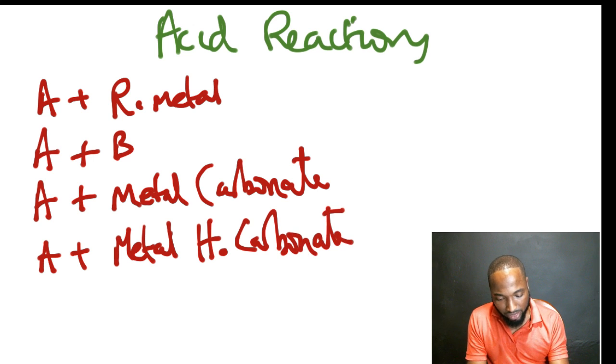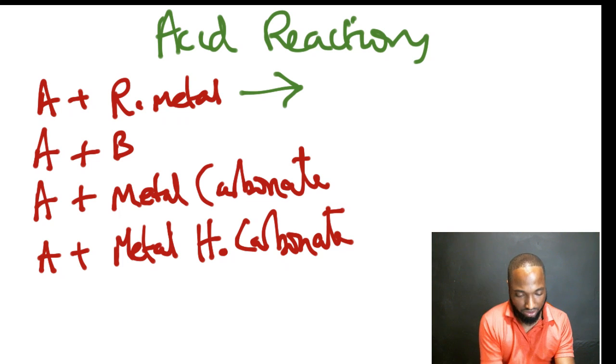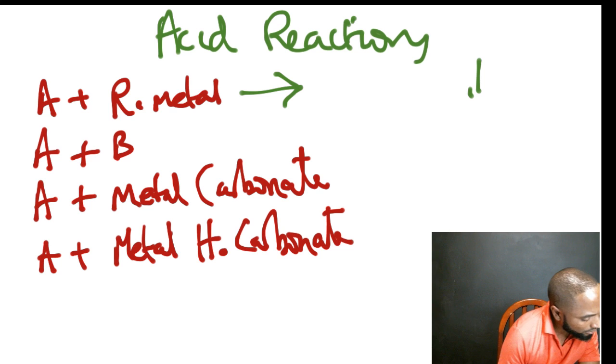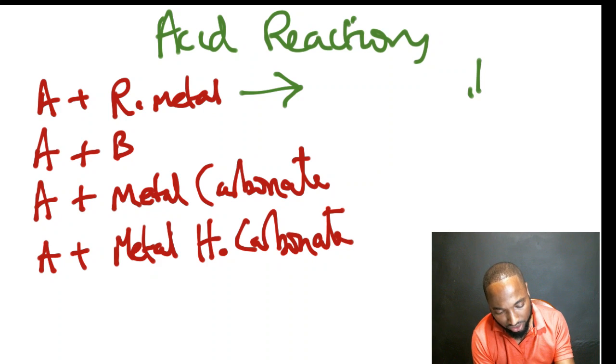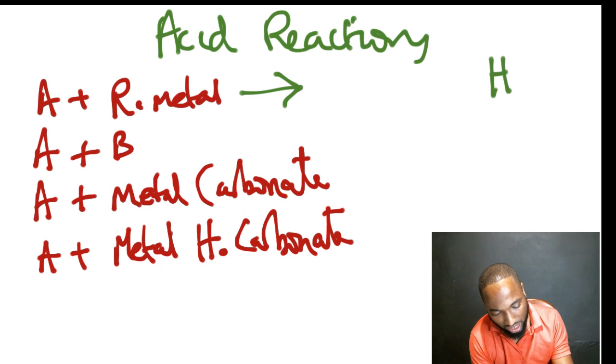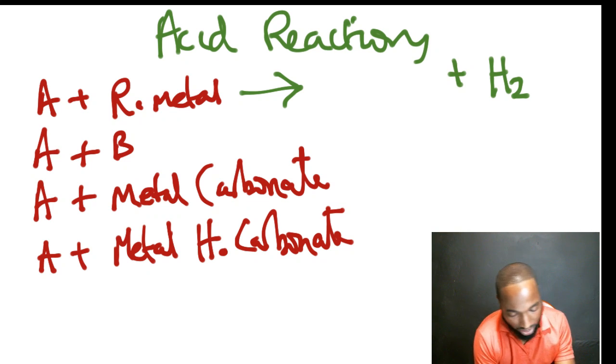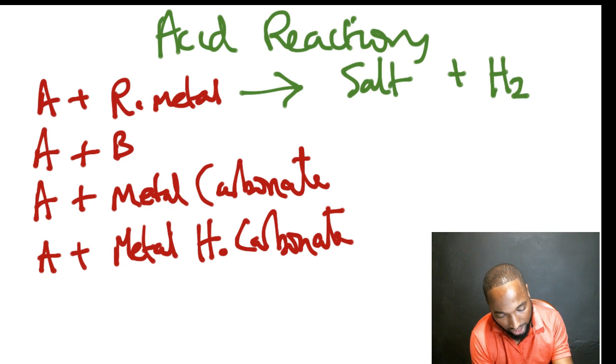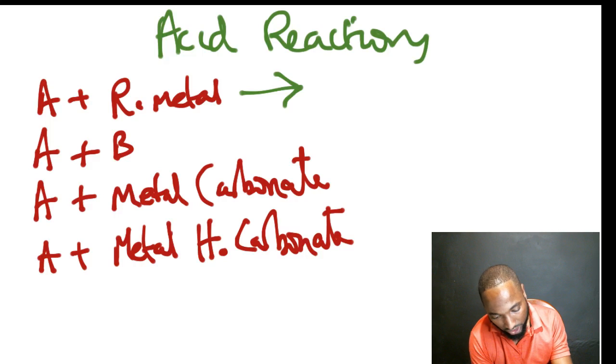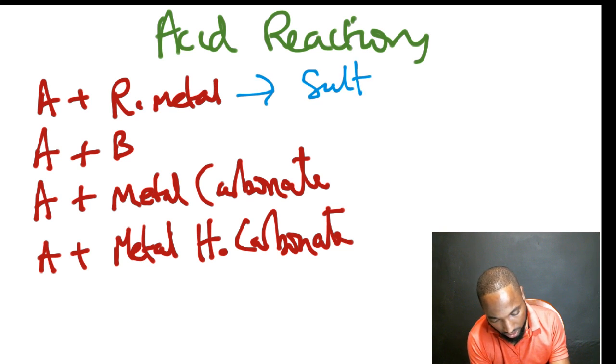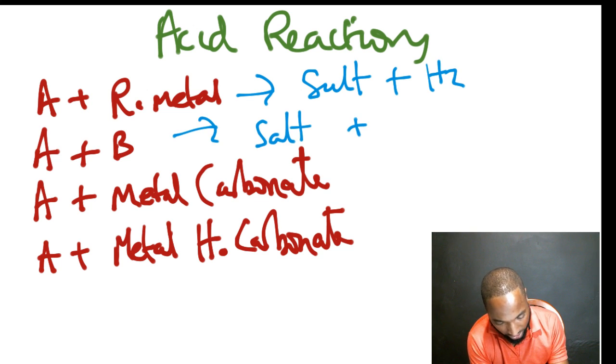So the acid plus the metal is simple. The acid plus the metal, you're bound to get hydrogen gas. In fact, all of them produce water except for this one. If you're just doing a metal, it's hydrogen gas. Salt plus hydrogen. And all of them, you'll have a salt. I'm going to put the products in blue, a little smaller. Salt plus hydrogen. This one is salt plus water.